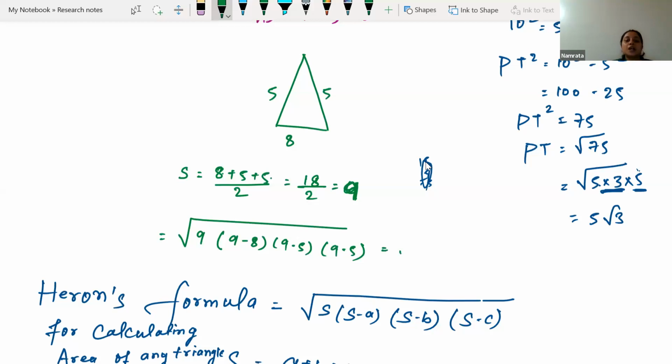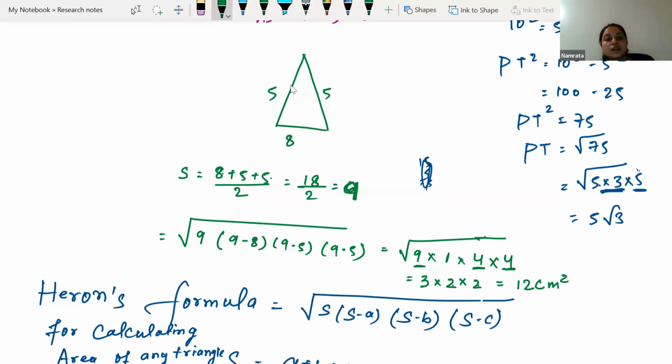Let's check it. Under root 9, 9 minus 8 is 1, 9 minus 5 is 4, and 9 minus 5 again is 4. As we can see, this 9 can be taken out from the root sign. This is 3. This 4 can be taken out, this is 2. And this 4 can be taken out, this is 2. So what we got? 3 times 2 times 2, 3 times 2 is 6, 6 times 2 is 12. 12 centimeter square. Let's check it above.